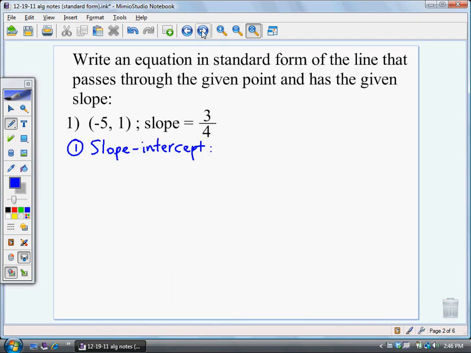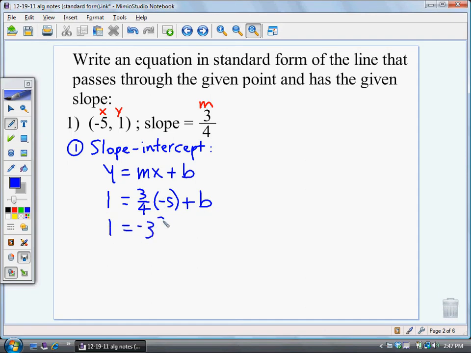So the way this would work is slope-intercept form is y equals mx plus b. Remember here I know x, y, and m. So I just plug everything in. Y is 1, m is 3/4, x is negative 5, and I'm trying to find b. So that's negative 15/4, which is negative 3 and 3/4, plus b. I add 3 and 3/4 to each side. And this should be familiar, we've done this before. And this allows me to write my answer in slope-intercept form. Y is going to be equal to 3/4 x plus 4 and 3/4. Okay, so now I have it in slope-intercept.